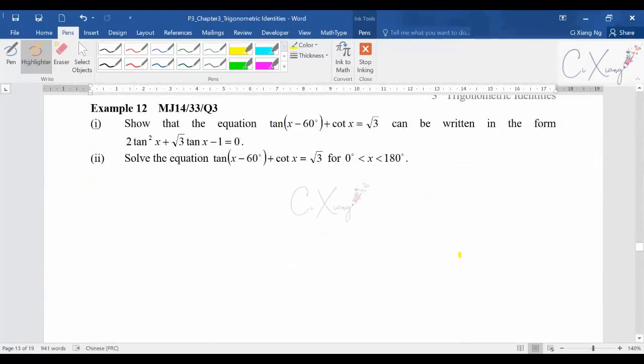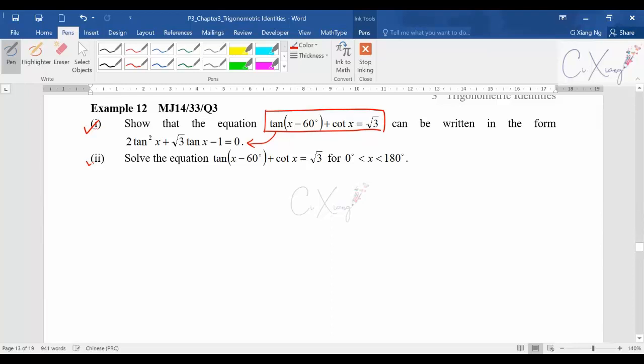For example 12, generally I want you to try out on your own. The first part asks you to show this whole equation can be changed to become this one. So what is the hint? The hint is you just try to expand tangent(x minus 60) according to the compound angle formula. Cotangent x, change it to become 1 over tangent x. And then you try to rephrase everything and you should be able to get this.